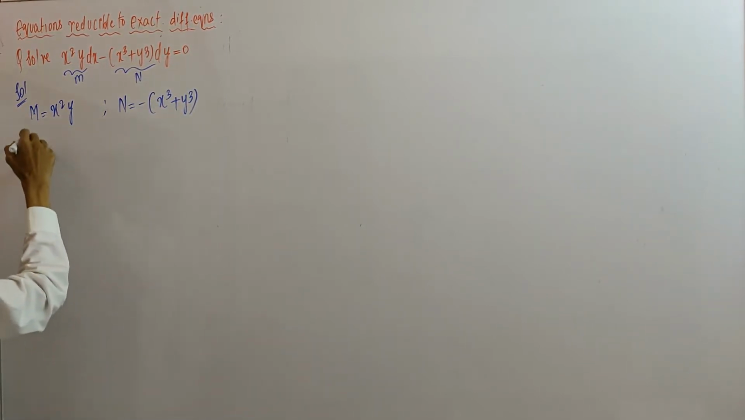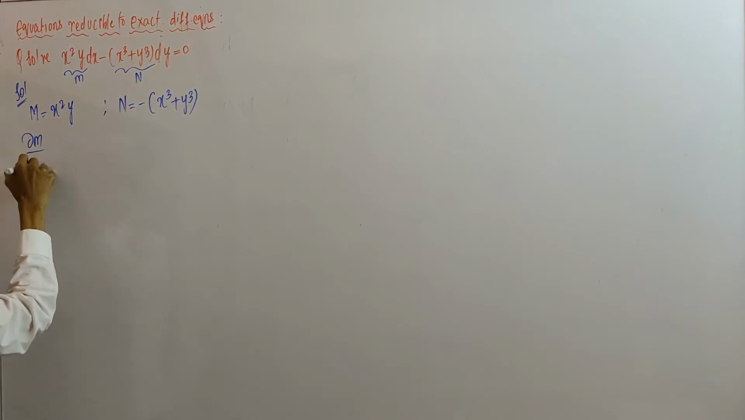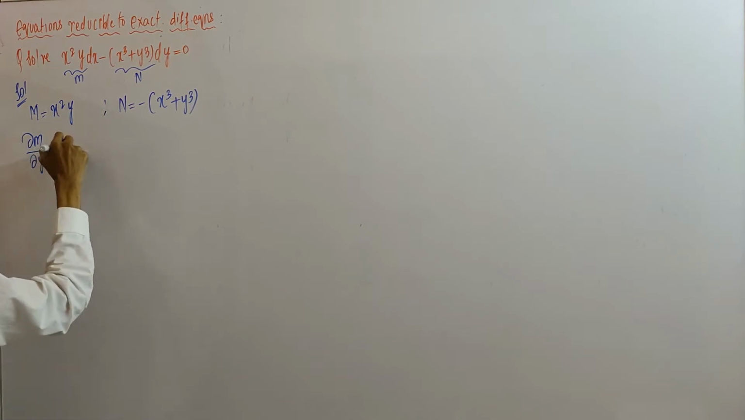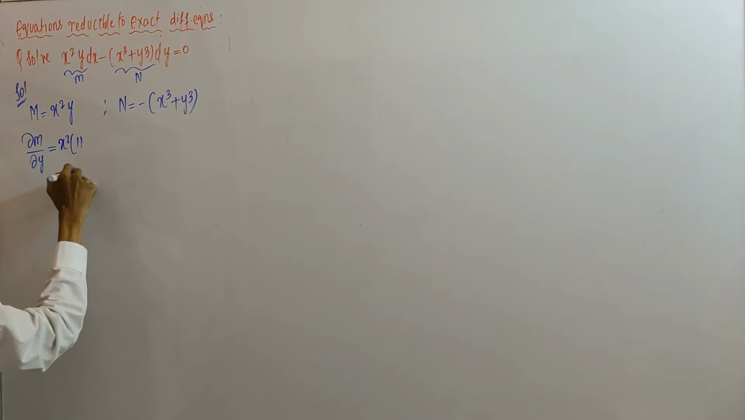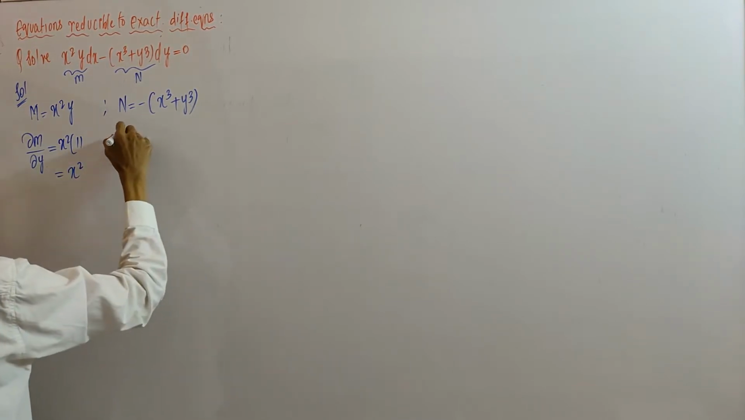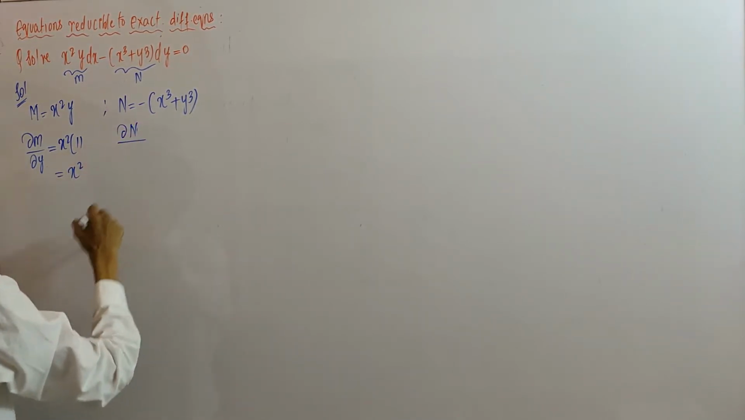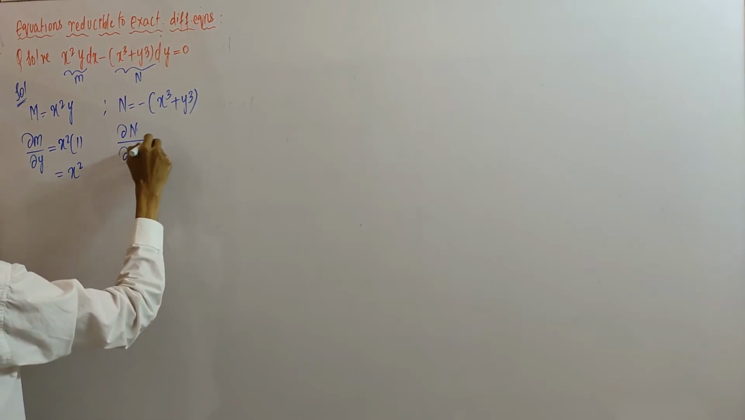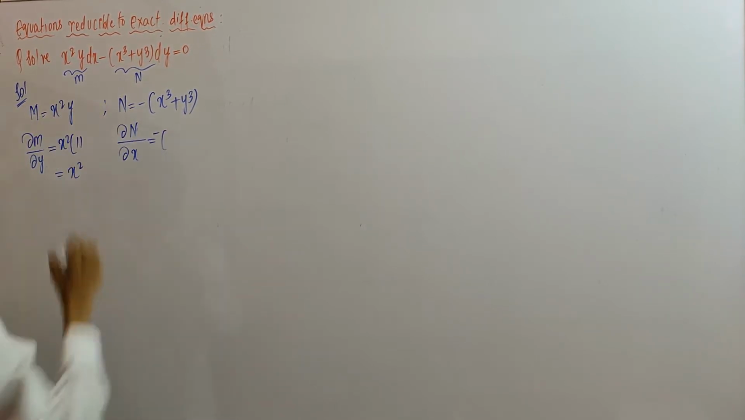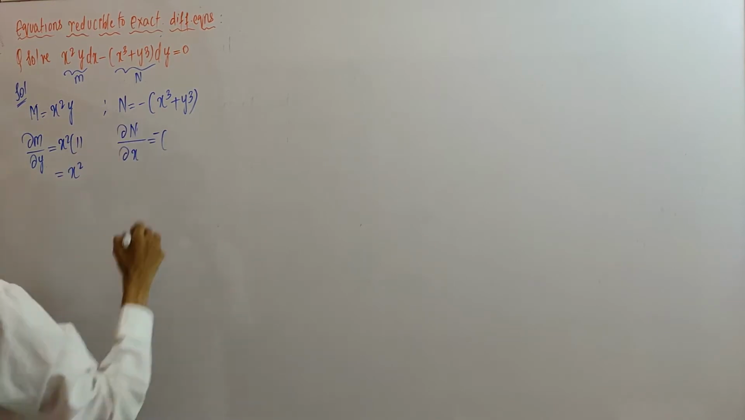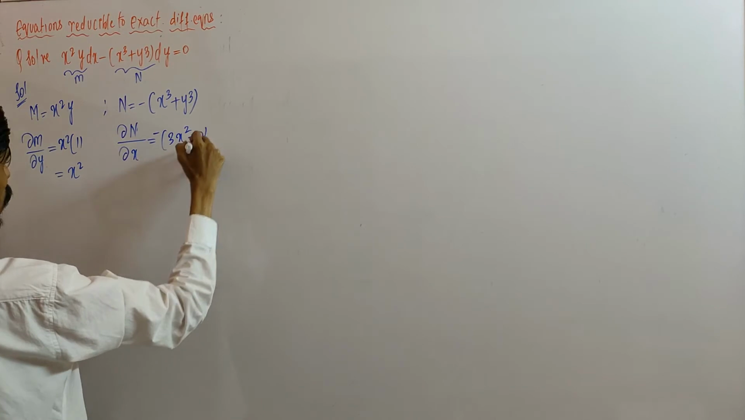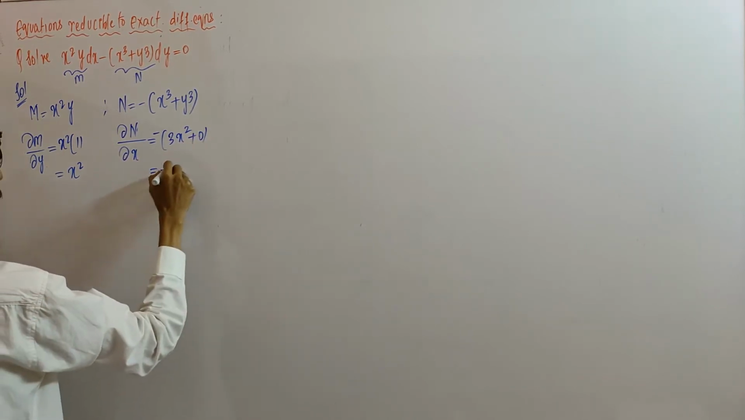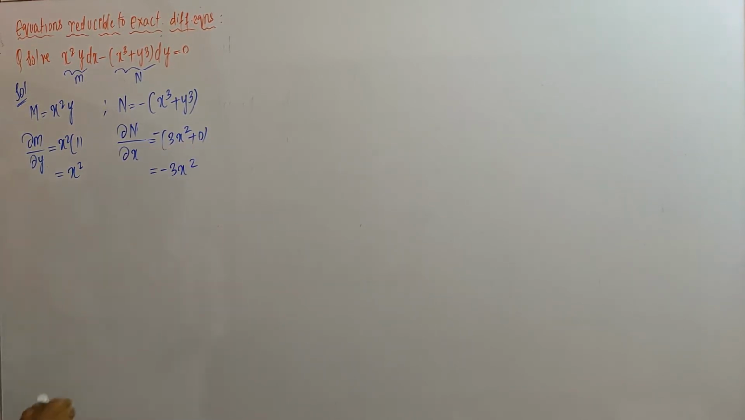Now partially differentiating M with respect to y. So x square is a constant for us. So x square into derivative of y, which is 1. So we'll get x square. Differentiating partially N with respect to x. Here we have a minus sign. So the derivative of x cube is 3x square, and the derivative of y cube is 0. So here we'll get minus 3x square.